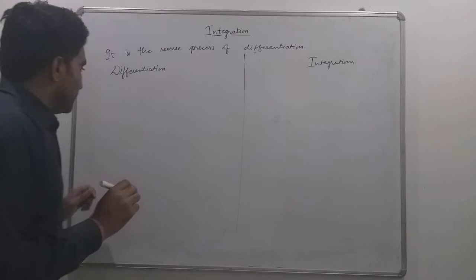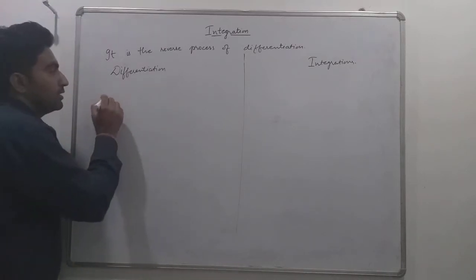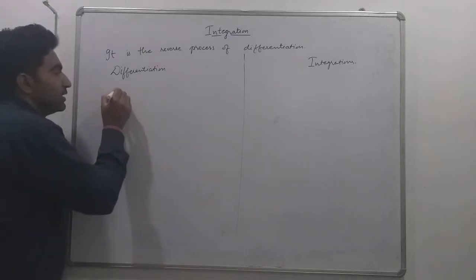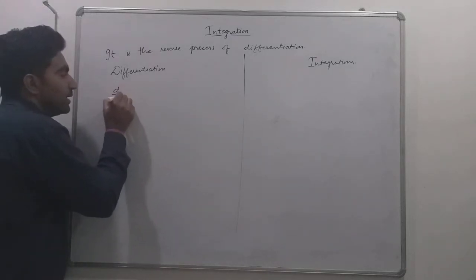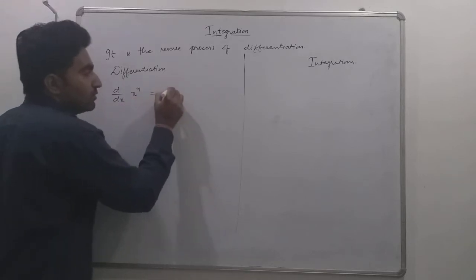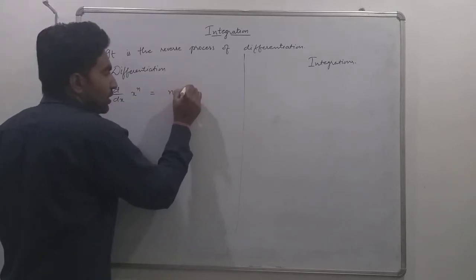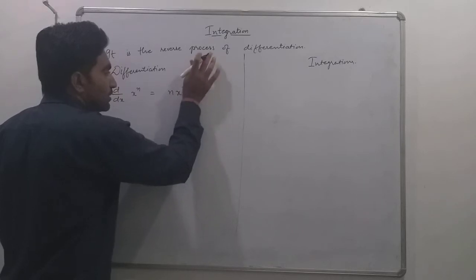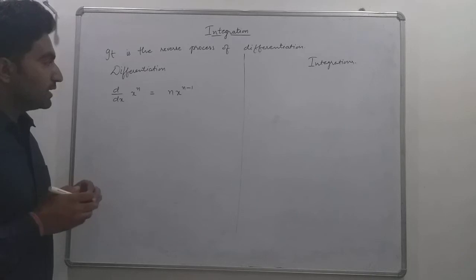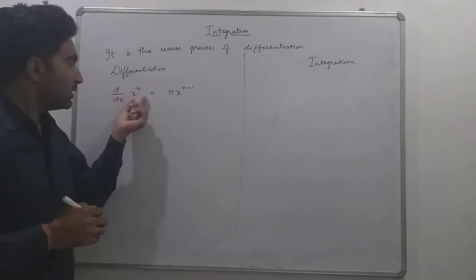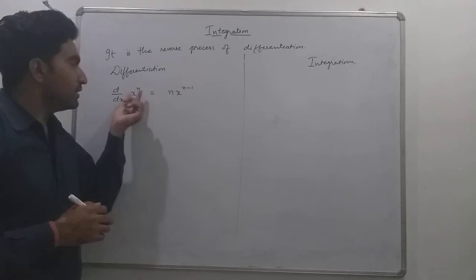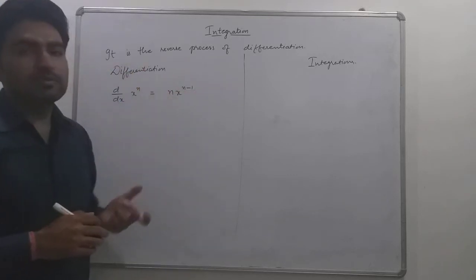Okay, let's take the simplest type of differentiation, that is d by dx of x raised to power n, and it will be equal to n x raised to power n minus 1. Here we can see that the power is multiplied to the function, and it is reduced by 1.